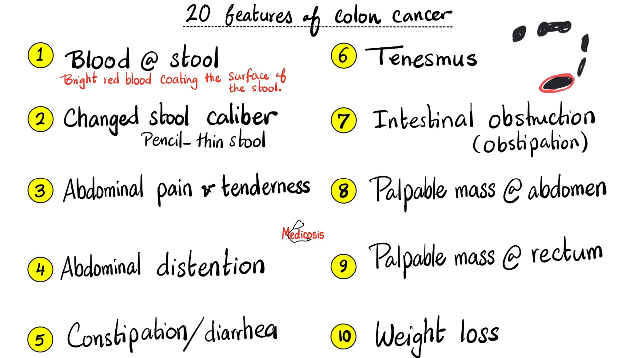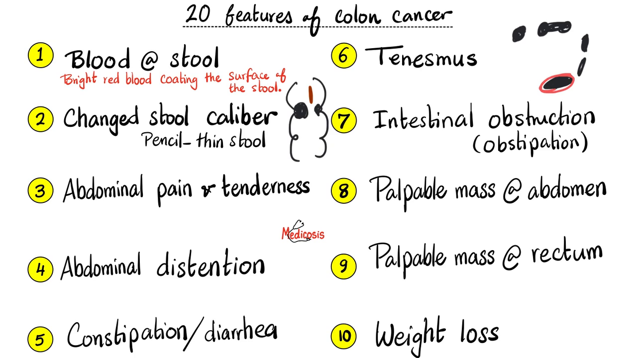What else? Well, let's think of a colon. All right, here is a colon like this, and it has a tumor. Now, what do you think is going to happen to the remaining lumen or cavity of the colon? It got narrower, of course. And when it gets narrower, the stool will be forced to become narrower like this, as thin as a pencil, called pencil-thin stool or changed stool caliber.